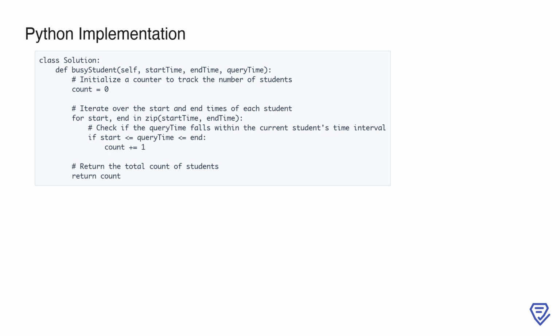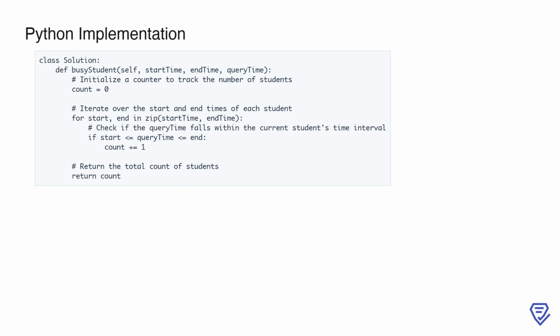Complexity analysis. Time complexity. The solution has a time complexity of O(n), where n is the number of students. This is because we iterate through the startTime and endTime lists once. Space complexity. The space complexity is O(1), as we use only a constant amount of extra space.